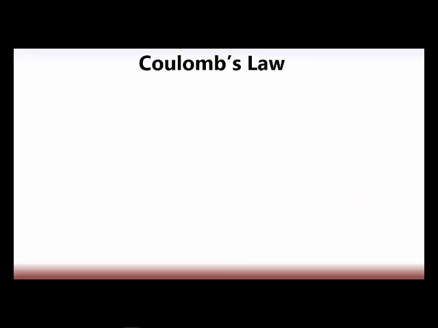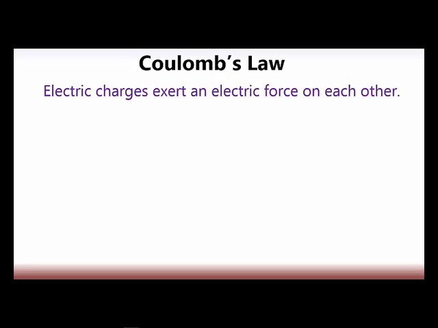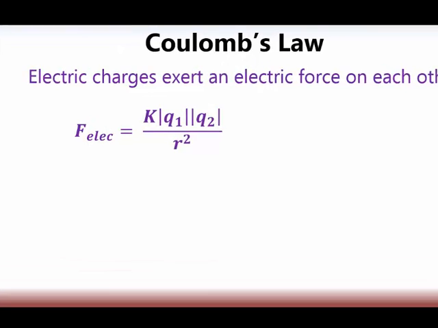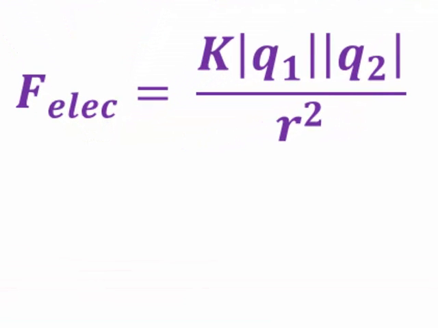According to Coulomb's law, electric charges exert an electric force on each other. And here's the equation for Coulomb's law. Let's look at all the parts for this equation. On the right-hand side at the top, we have Q sub 1 and Q sub 2. These are just the two electric charges. Notice they are in absolute value because we are not using their signs. We do not care if they are positive or negative as we are completing this equation.